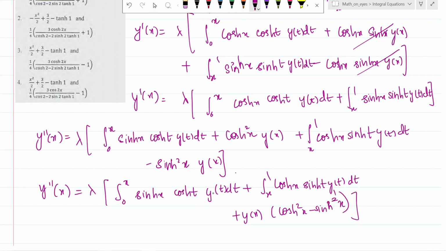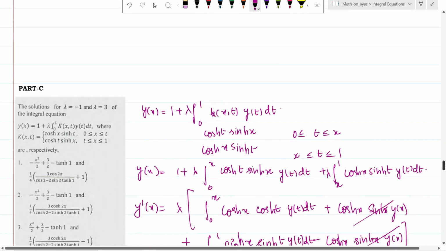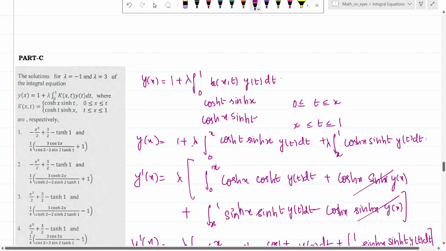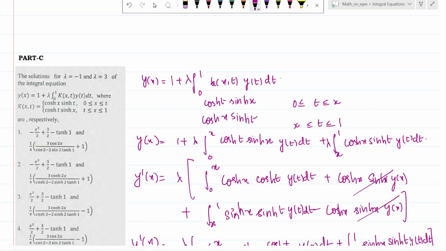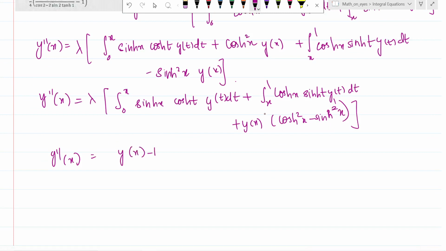Okay, and this is what your question is, lambda times the integral 0 to x cos ht y of t dt. So this is the question, y of x is equal to 1 plus lambda times of this completely is present. So therefore, this can be written as y of x minus 1. So y double dash of x is equal to y of x minus 1, and this part is plus lambda times y of x.